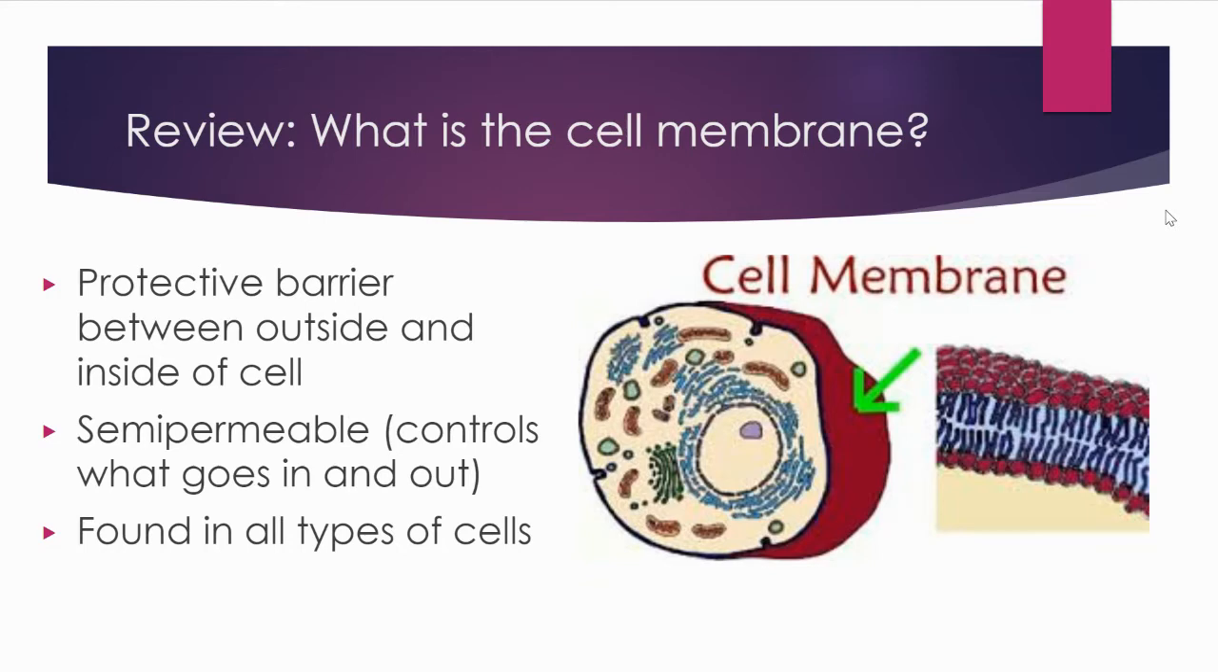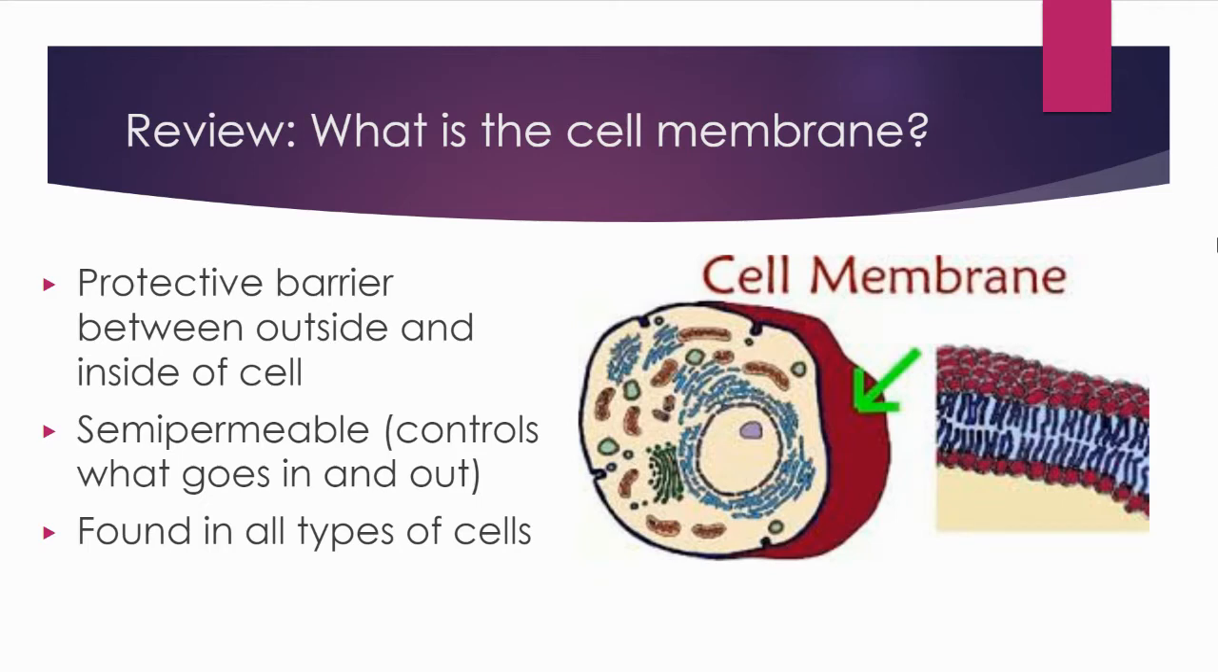You might remember from learning about parts of the cell, what is the cell membrane? Well, it's a protective barrier between the outside and the inside of a cell. It's semi-permeable, which means it controls what goes in and out. Think of it as, this sounds like a funny reference, but maybe like the bouncer at a club. Doesn't let everybody in, lets certain people in, kind of like the cell membrane, only lets certain things into the cell. And it's so important that it's found in every single type of cell.